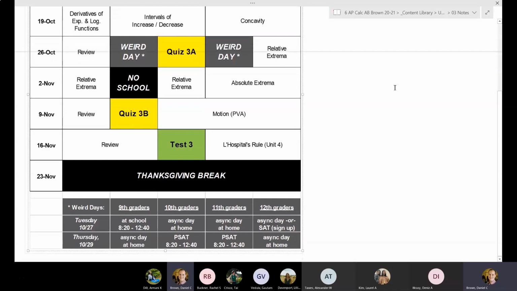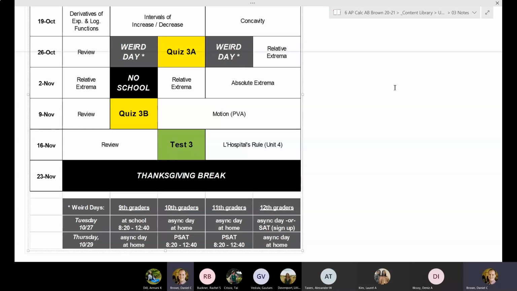So Tuesday and Thursday are weird days. Tuesday, the only people in the building are going to be 9th graders and then 12th graders who have already signed up to take the SAT with their counselor. And then Thursday is another weird day, and it's just for 10th and 11th graders to do the PSAT. They're technically asynchronous days, but since this class mixes 11th and 12th grades, and those don't have the same asynchronous days, I'm just pretending for the sake of planning that next week is just a 3-day week for calculus.